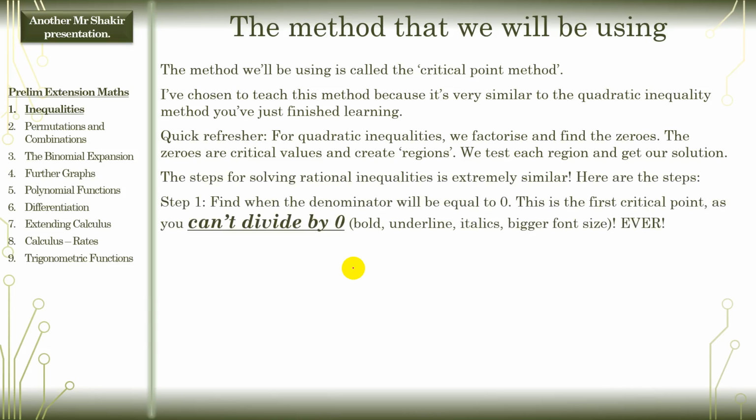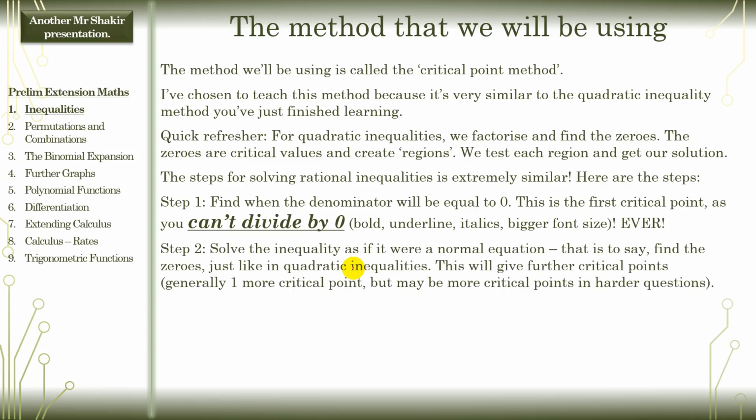First, find when the denominator will be equal to 0. This is the first critical point, because you can't divide by 0. I've written can't divide by 0 in bold, underline, italics, bigger font size, just to really drill into your mind. So you can't divide by 0, ever. Don't ever divide by 0. Weird stuff happens.